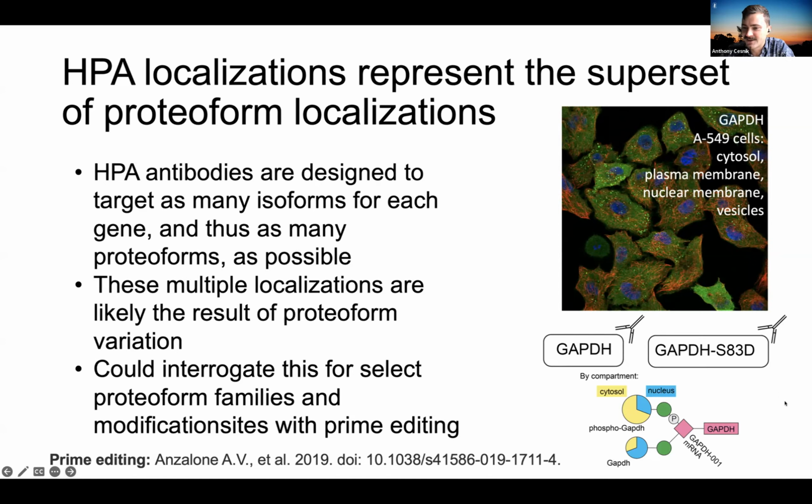So one idea I have is hopefully at some point doing a targeted sort of prime editing scheme where we would be able to replace, for example, serine with glutamic acid, and be able to mimic phosphorylations and show the localizations of these two, and hopefully there'd be some significant differences that we could quantify and show as proteoform families, where one might be in the cytosol and one might be on the nuclear membrane or on the plasma membrane. Here I said nucleus for simplicity, but yeah. So this is that multi-localization problem. And I think this is something that'll be really interesting to interrogate in terms of proteoform variation.